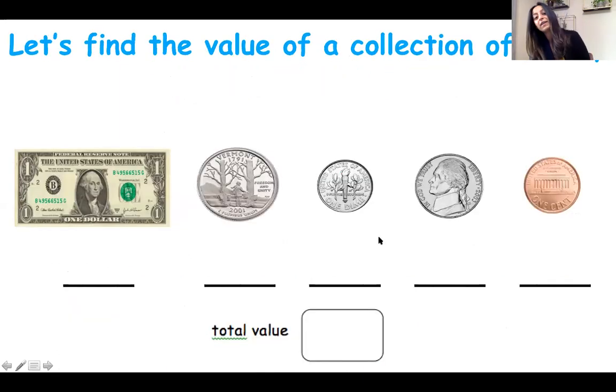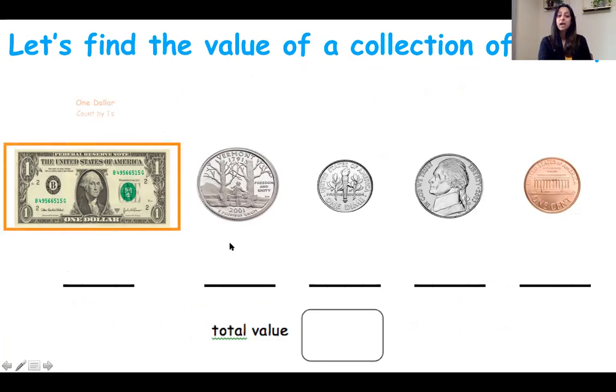So let's find the value of a collection of money. So here's a collection of money, and this time we have a dollar bill. It's already arranged in order from greatest value to least value, right? We have our dollars, then quarter, then dime, then nickel, then penny. And it seems like we only have one of each type of money here. So let's start counting. The first thing we have is $1.